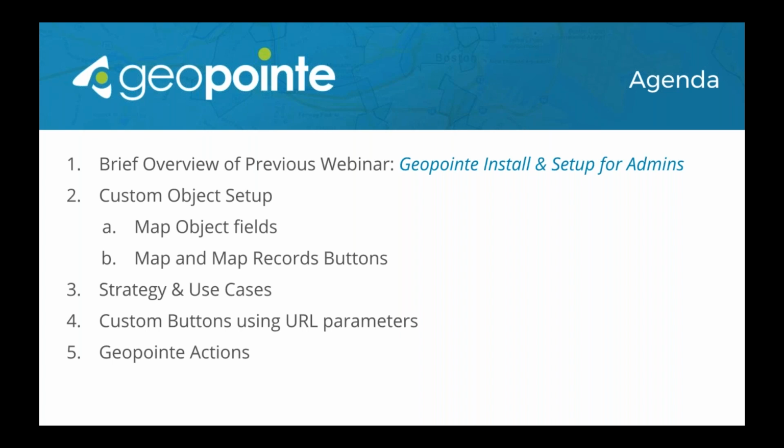Then we're going to switch to more of a use case and come up with a strategy for this use case. And while we are doing that, we will go over making some custom buttons using URL parameters, and we will also touch on some of our more basic Geopointe actions. So I hope this is going to be informational, and here we go.